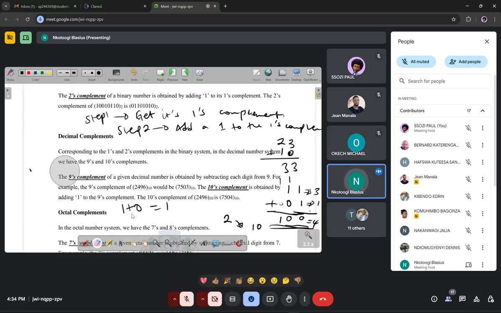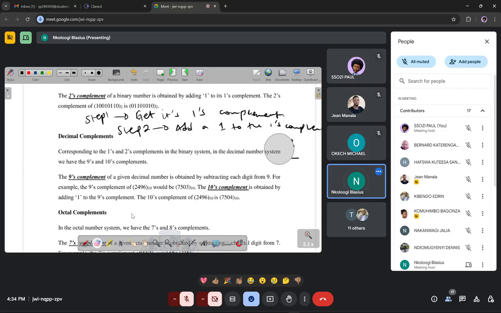So if that concept is home, let us now go back to computing the two's complement. We said step 1, you get the one's complement, then add a 1 to the one's complement. Aha. Let me give an example here. Assuming I say that we need to have a 2's complement of this number.